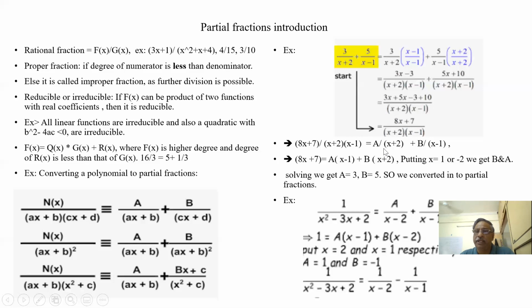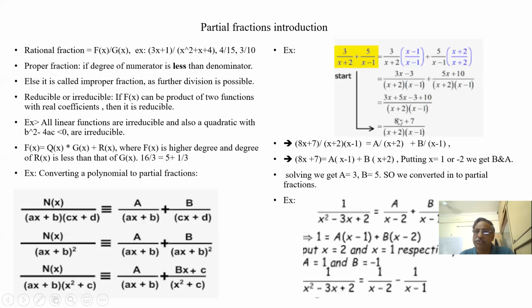Suppose I want to find the integral of 8x plus 7 by x plus 2 into x minus 1. How do we find it? First I have to convert this into two proper fractions, because here it is x and in the denominator x square, this is a proper fraction. Then the integral I can find is 3 log of x plus 2 plus k, and 5 log of x minus 1 plus k. This is possible, but integrating the combined fraction directly is not possible. So we convert it into this. This is partial fractions.